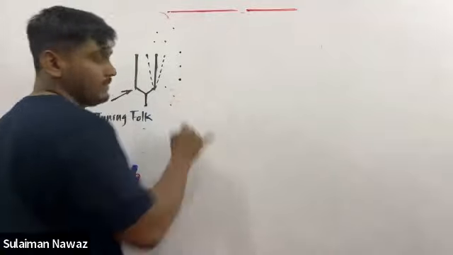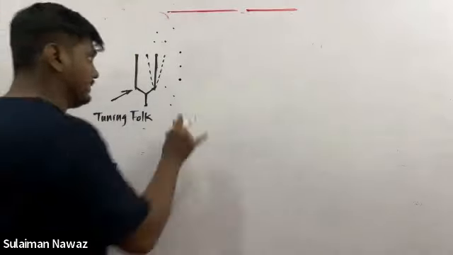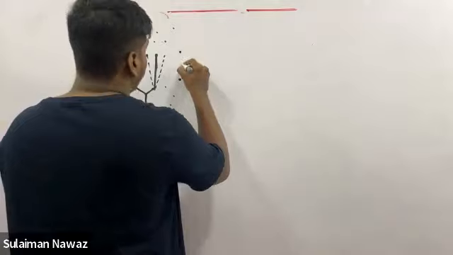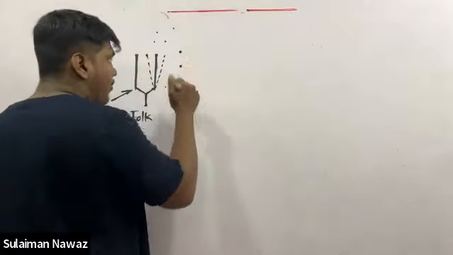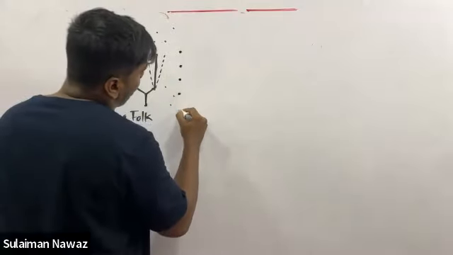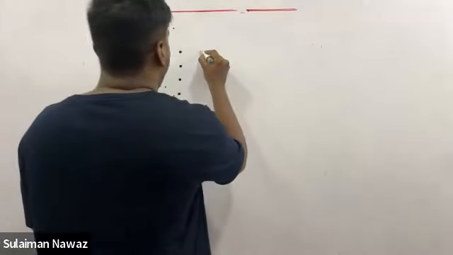Now, these dots represent air particles. Initially, they have spread uniformly. Just before vibrating the tuning fork, the surrounding air particles have spread uniformly. They have the same gap.